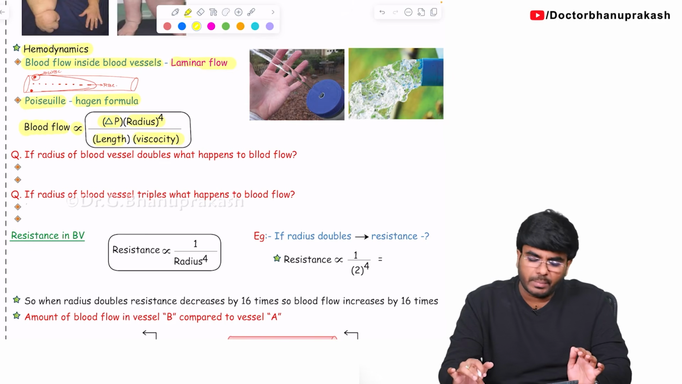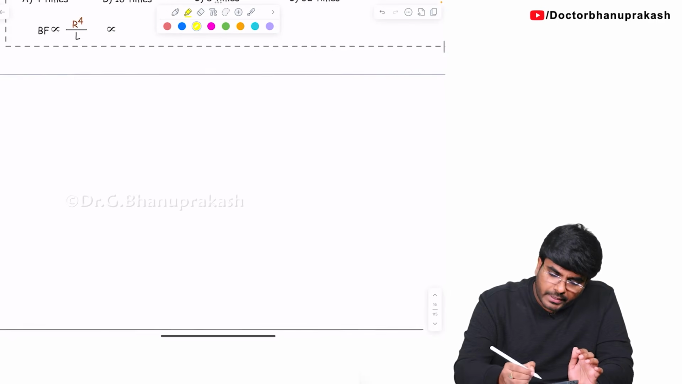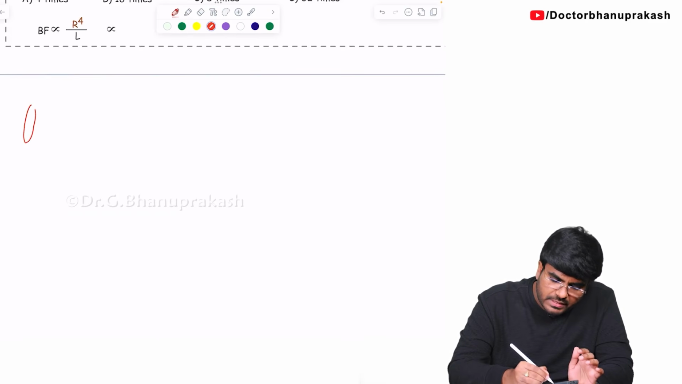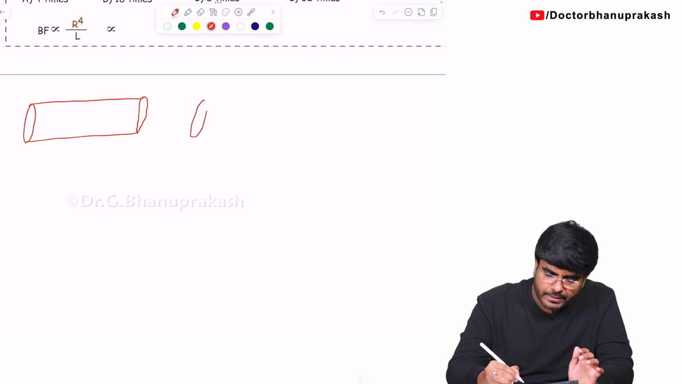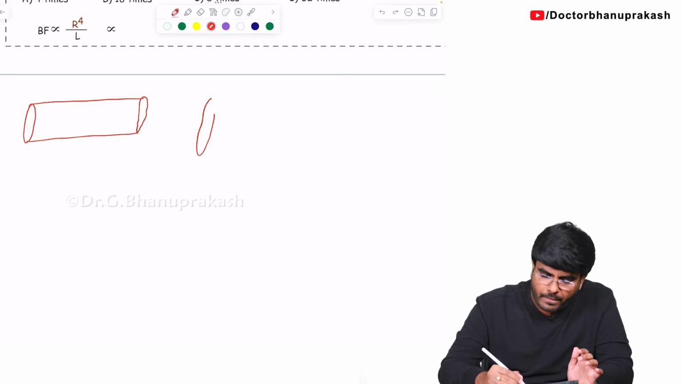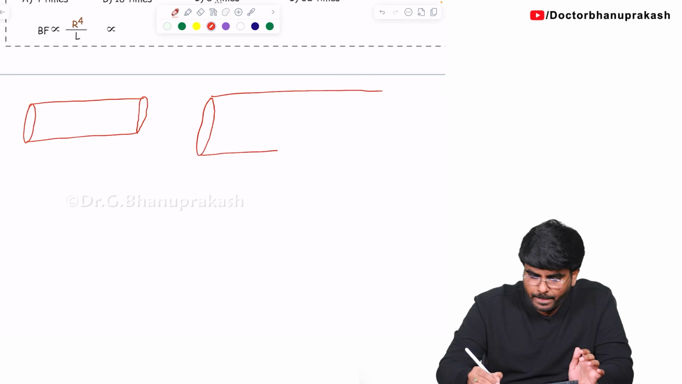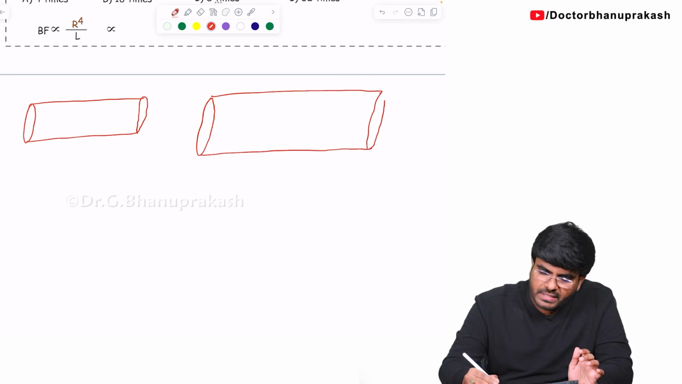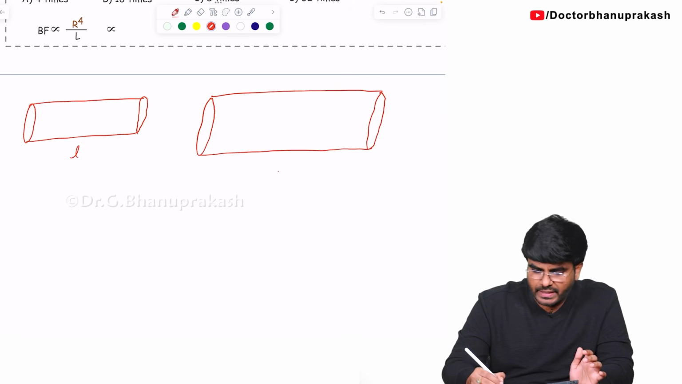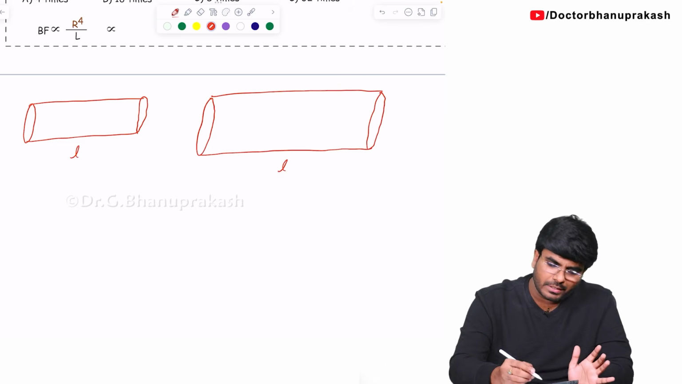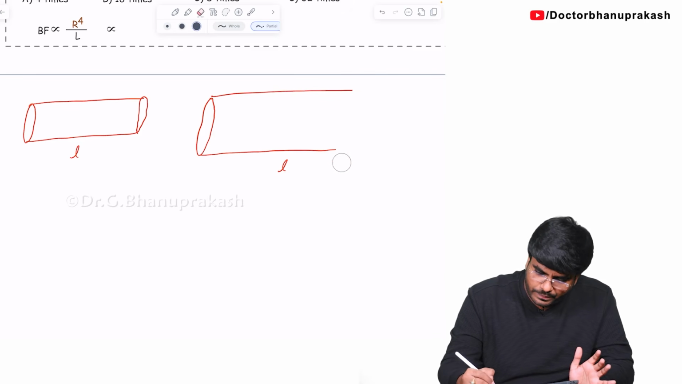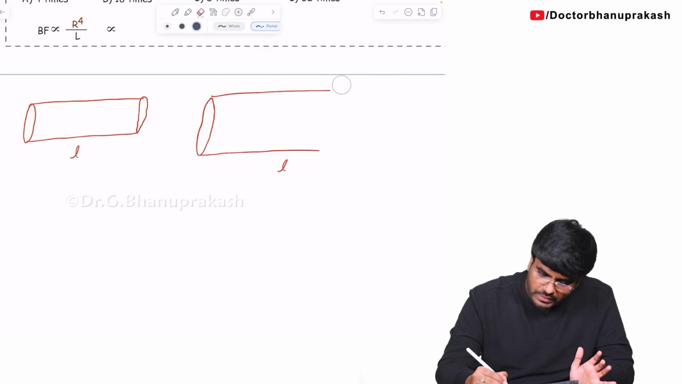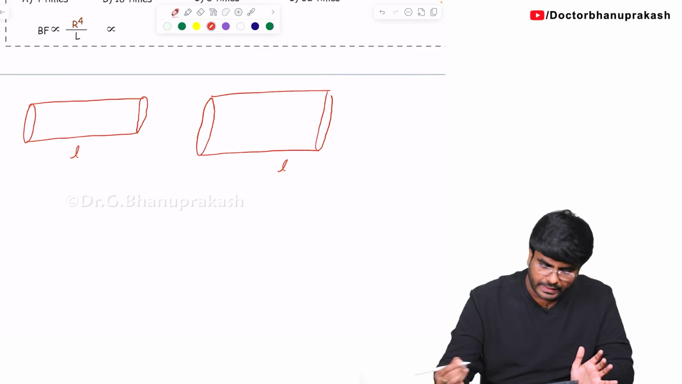So, how to understand this? Let me give you an example. Students, look here. I am drawing one blood vessel. See, here there is a blood vessel, and there is one more blood vessel here. Blood vessel A and blood vessel B, let's say. 2 blood vessels are there. What is something common between them? Length is common, let's say L. Even though they are looking a little bit different, let me correct it. So both lengths are L and L.